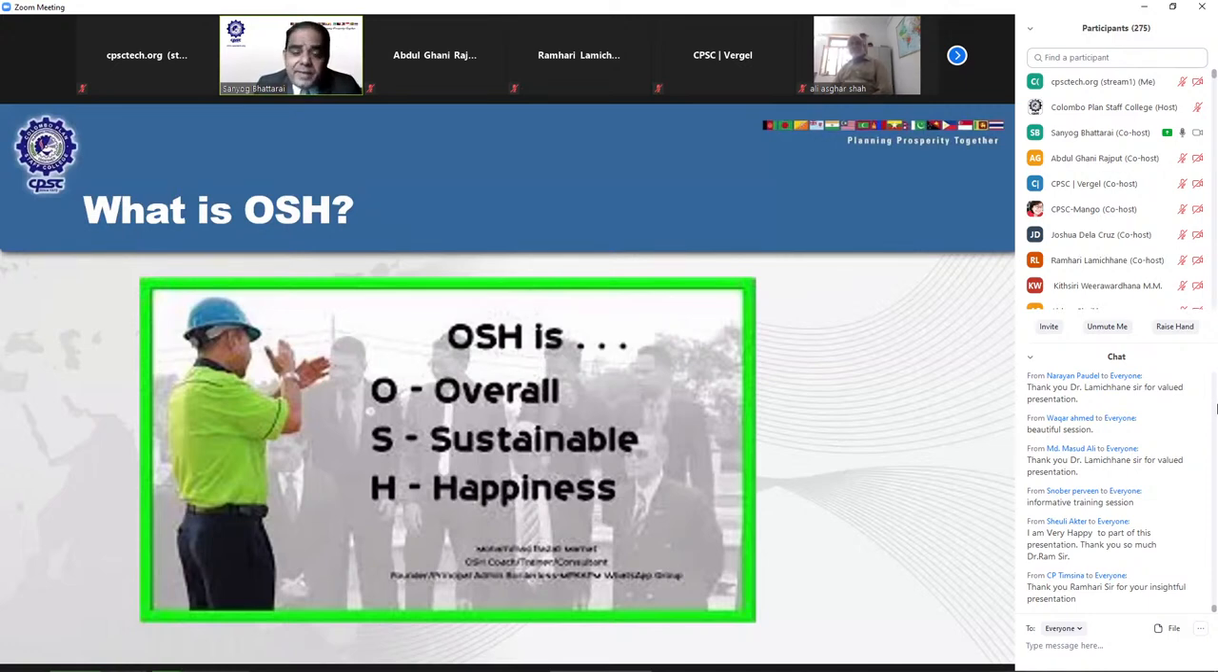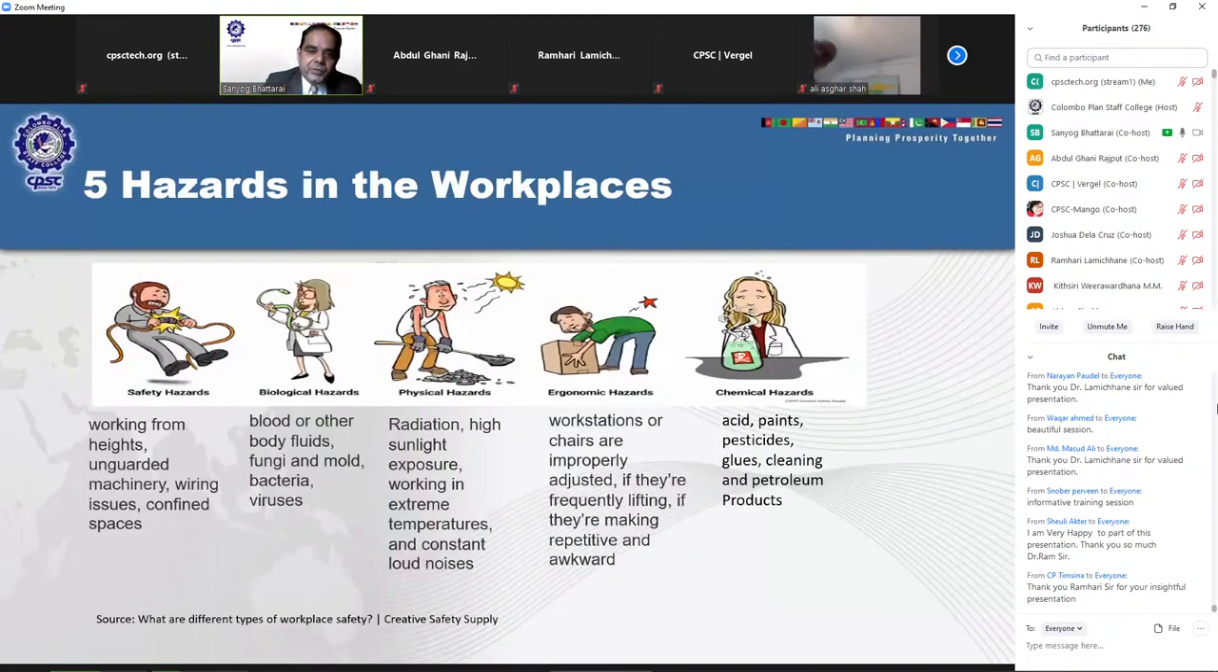So it can go for many years and we can prevent many accidents and overcome the hazards. So it should be overall sustainable happiness for the TVET institution. So this is already covered by DG sir.